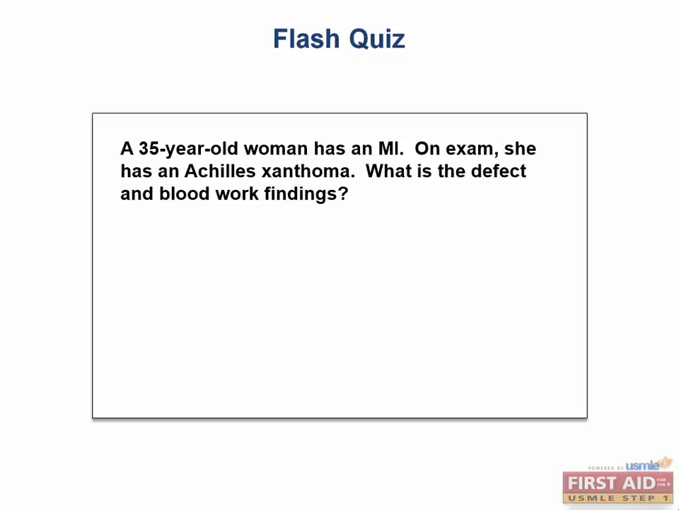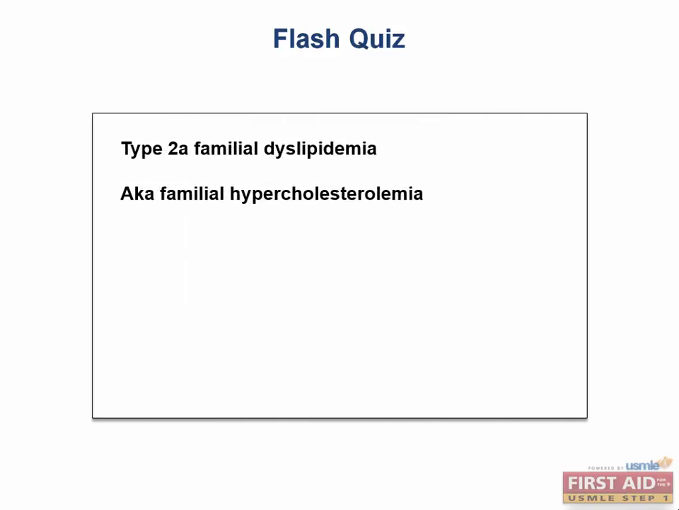Here we have a 35-year-old woman who has an MI. On exam, she has an Achilles xanthoma. What is the defect and blood work of her findings? Well, this one's a trickier one. You're going to have to kind of extrapolate.